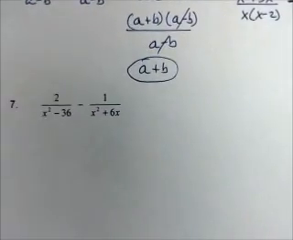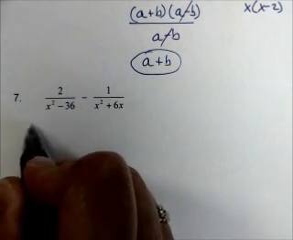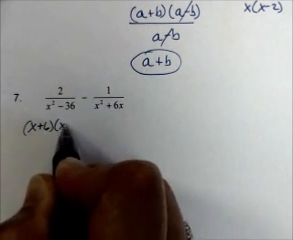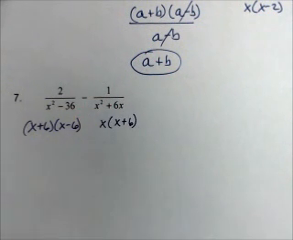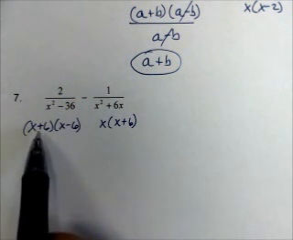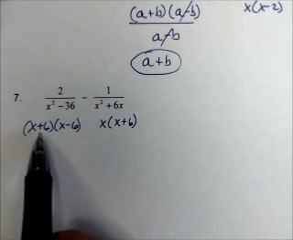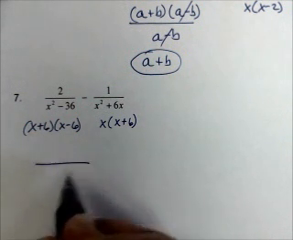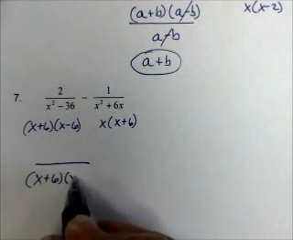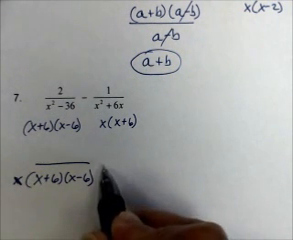Next, number 7. I'm going to factor each denominator, x plus 6 times x minus 6. That's difference of two squares, and this has a GCF, x times x plus 6. Okay. I need each factor the greatest number of times it appears in a denominator. So I need an x plus 6, an x minus 6, and I also need this x. And I'm just going to write the x out in front of those two binomials.